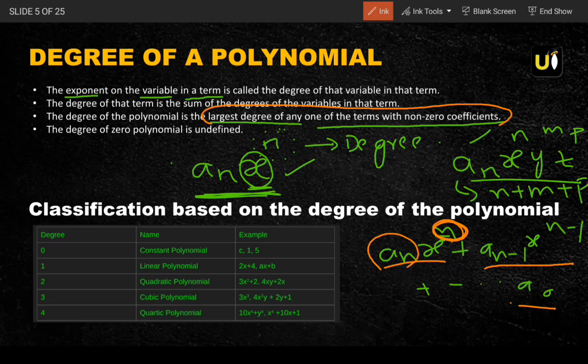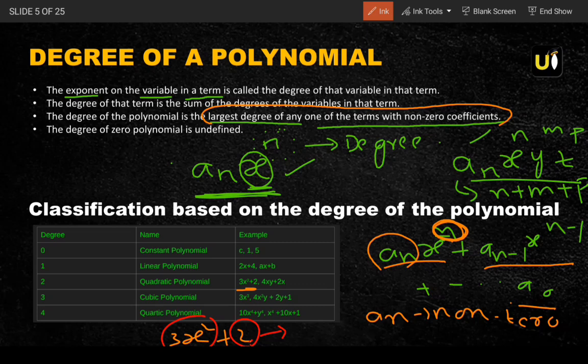For example, here we are given many examples. Let's look into this: 3x square plus 2. Let's take this as an example. Here, this is one term, this is a term, and this is also a term. Here, the degree of this term is 0 as there is no variable. Here, the degree of this term is 2. So now in this whole expression, the highest degree is 2. So the degree of this polynomial will be 2. This is how you have to decide the degree.